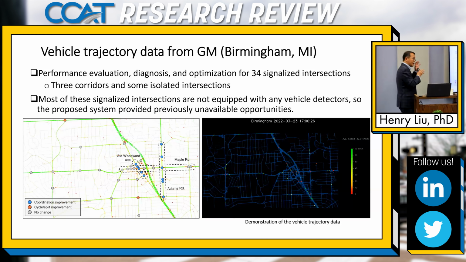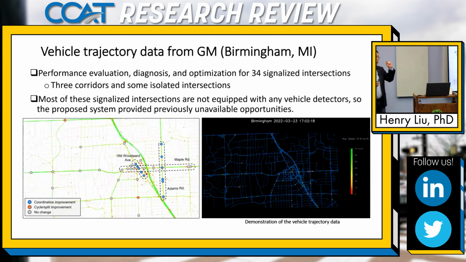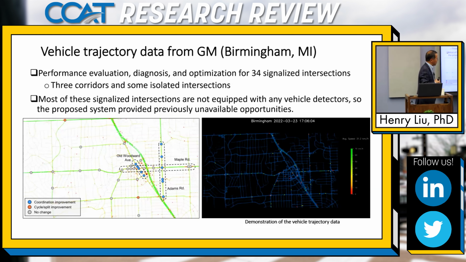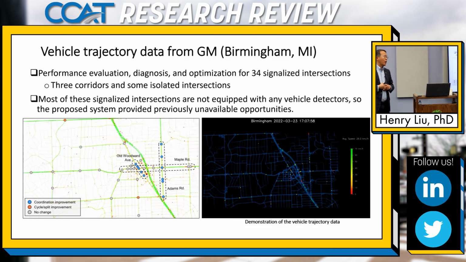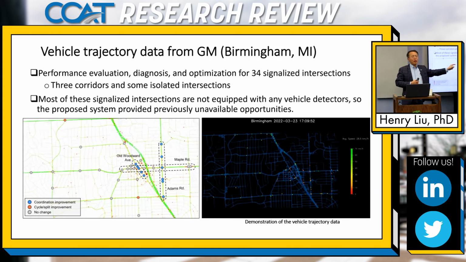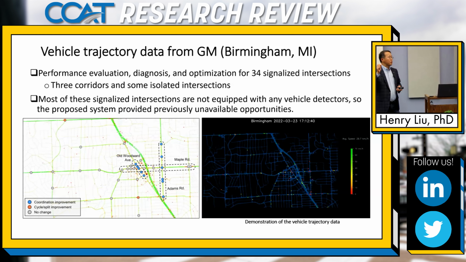Okay, so with these models and also with this vehicle trajectory data, now we have everything in that loop. So we can apply this to a real-world situation. The situation we apply it to is the city of Birmingham, in part of Oakland County, and we work together with General Motors with their vehicle trajectory data. And so on your right-hand side, all these dots are GM vehicles. It shows red color when a vehicle has stopped, and green color when the vehicle is moving.